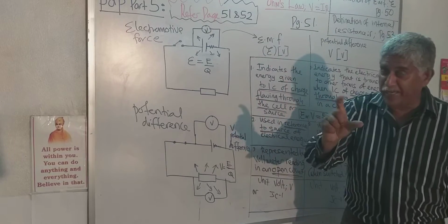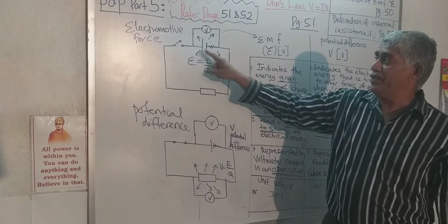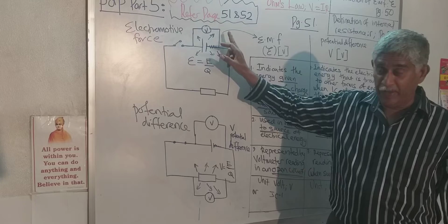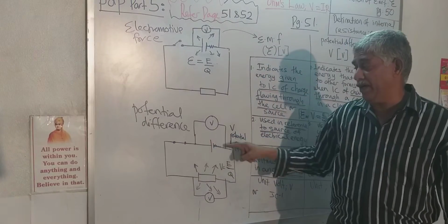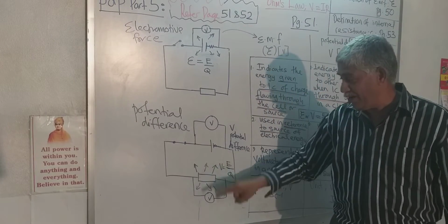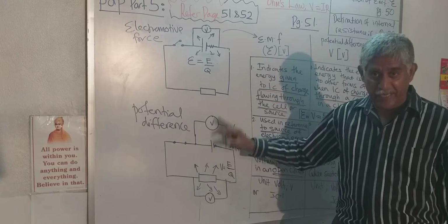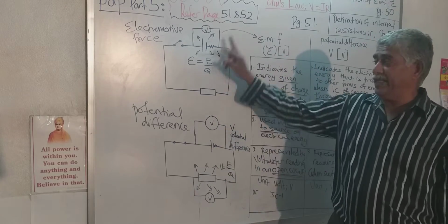So how are you going to get the EMF? You open the circuit, you measure across the battery, it will give you the EMF. If you close the circuit, you measure either across the battery or across the component, it will give you the same value, which is slightly less than the EMF value.